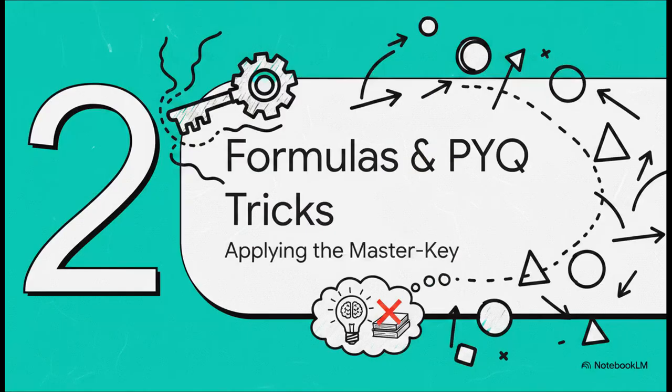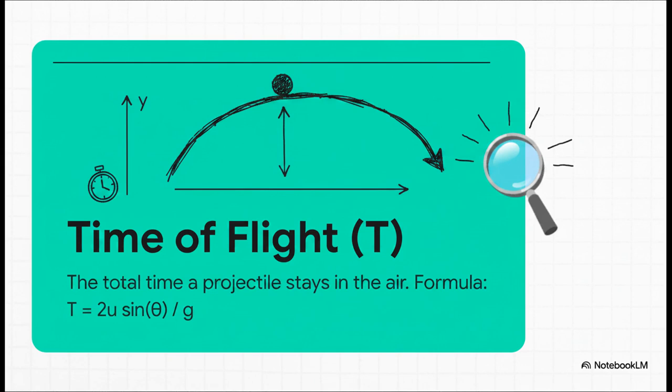Okay, so now that we have this master key, let's see how it actually helps us. We're going to use this one idea to derive all the important formulas and even look at some common tricks you see in previous year questions. And remember, the goal here is not to just memorize things, it's to understand where they come from. First up, time of flight.